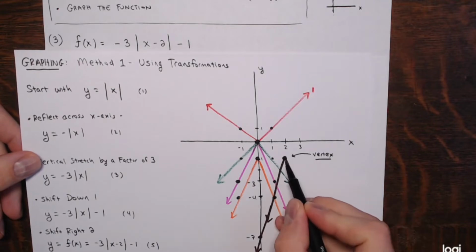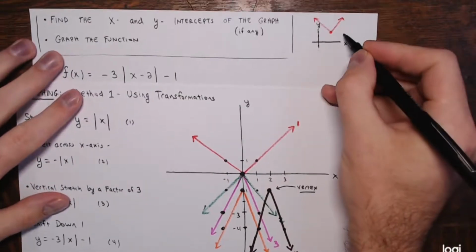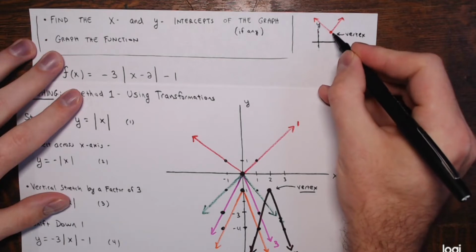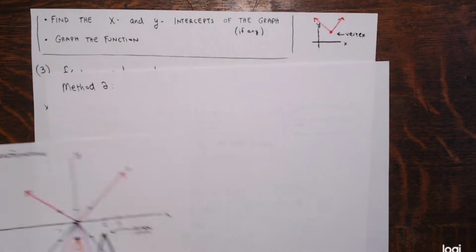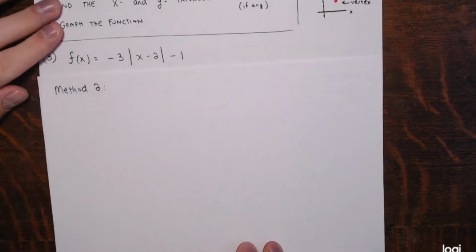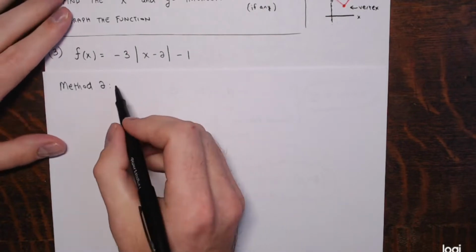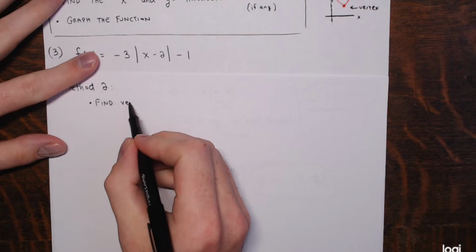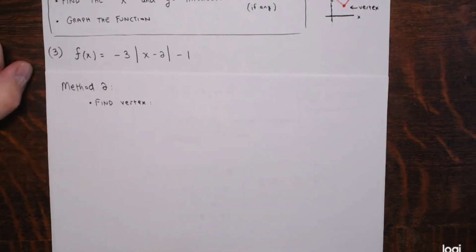This point that's at the highest or lowest point of these V-shaped graphs is called the vertex. So the first step is finding this vertex. All right, this is the highest or lowest point of this V shape.